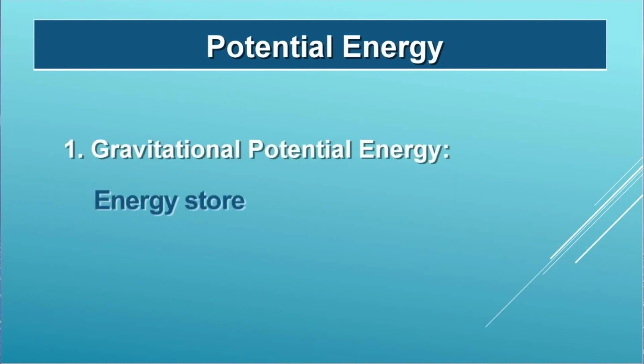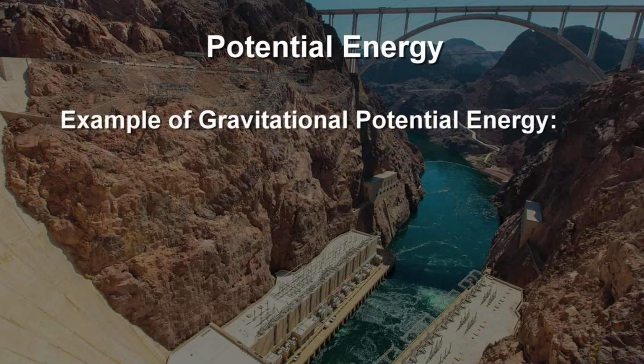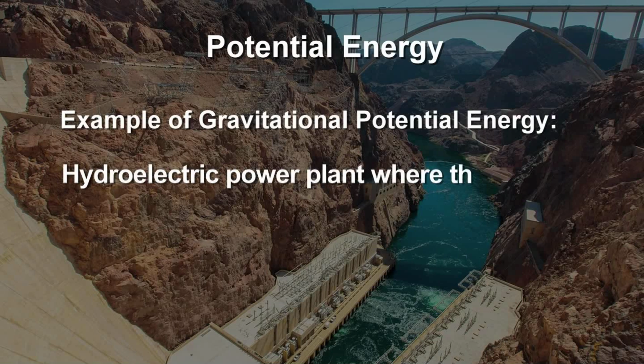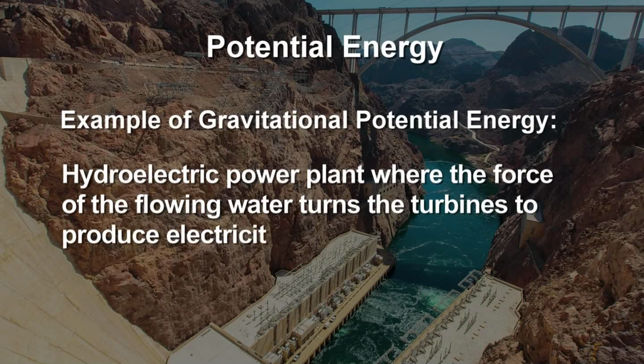The energy stored in an object due to its height relative to the Earth's surface is called gravitational energy. That means the higher and heavier the object, the more gravitational energy is stored. An example of gravitational energy is a hydroelectric power plant, where the force of flowing water turns the turbines to produce electricity.